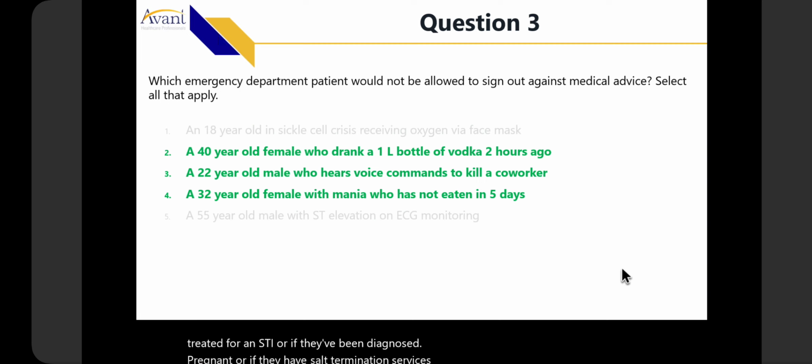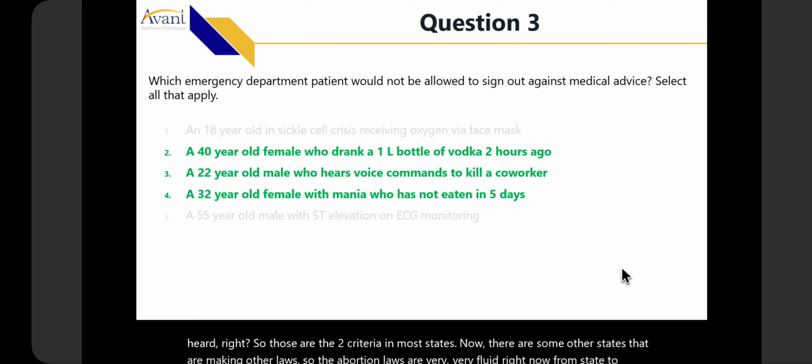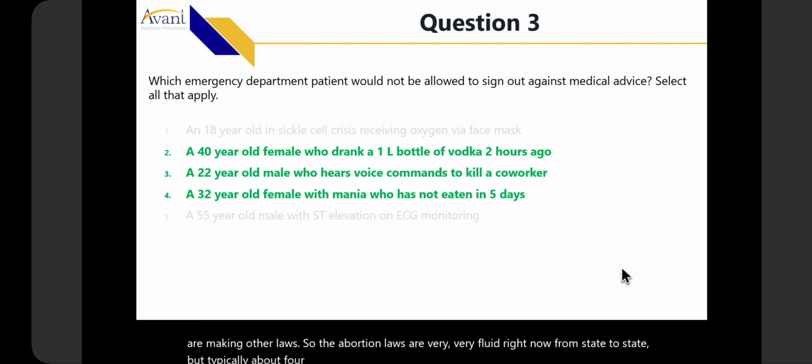If they're getting treated for an STI, or if they've been diagnosed as pregnant, or if they have sought termination services, right? Now, there's a lot of states in the U.S. that are now making termination services not available if the person's pregnancy is 6 weeks or more, or if the baby's heartbeat can be heard, right? So those are the 2 criteria in most states now. There are some other states that are making other laws. So the abortion laws are very, very fluid right now from state to state, but typically about 14 years old, people can seek an abortion or go to a judge and ask for an abortion outside their parents' permission, right? So those are the big things.